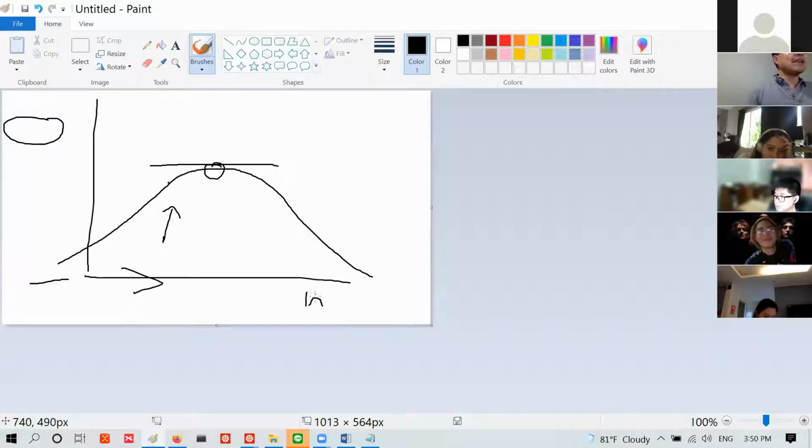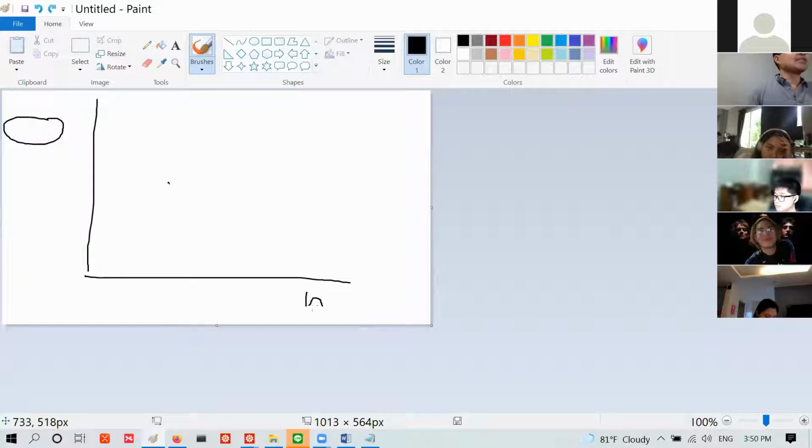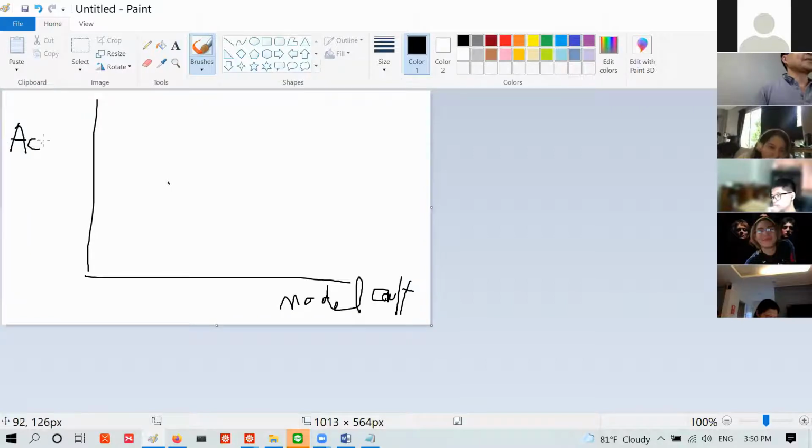Instead of having this being input, I'm going to draw the same picture, but with this thing called model coefficient. It's some number that drives your machine learning model. And this is your accuracy. Maybe you have some kind of function that looks like this. Now in life it will be harder than this.